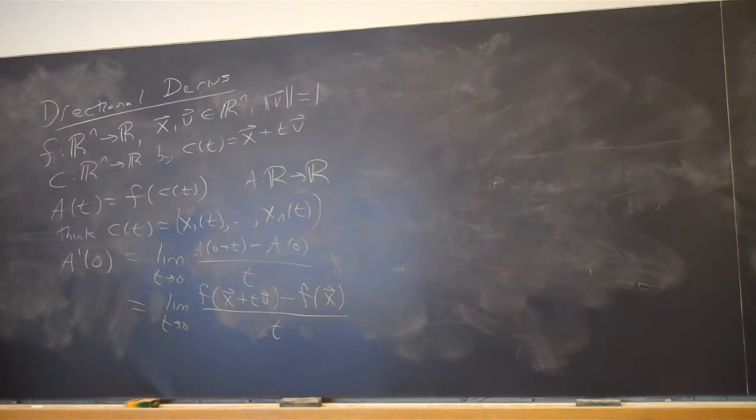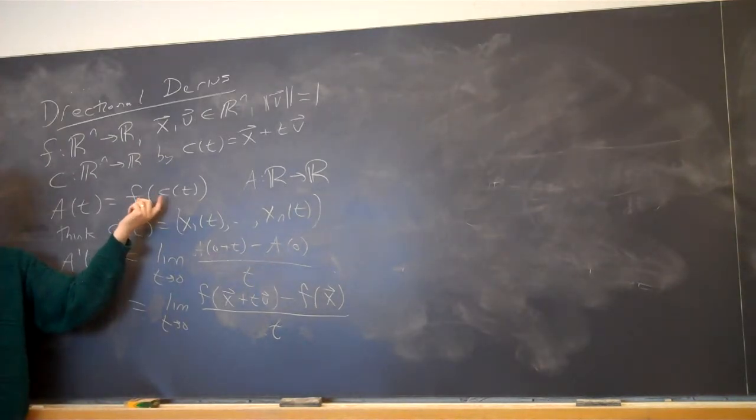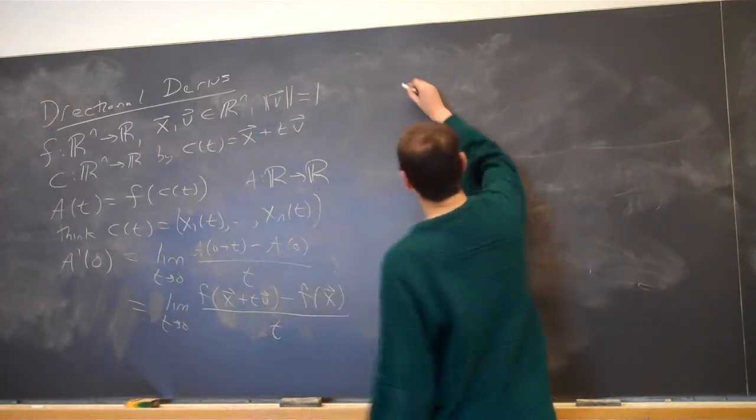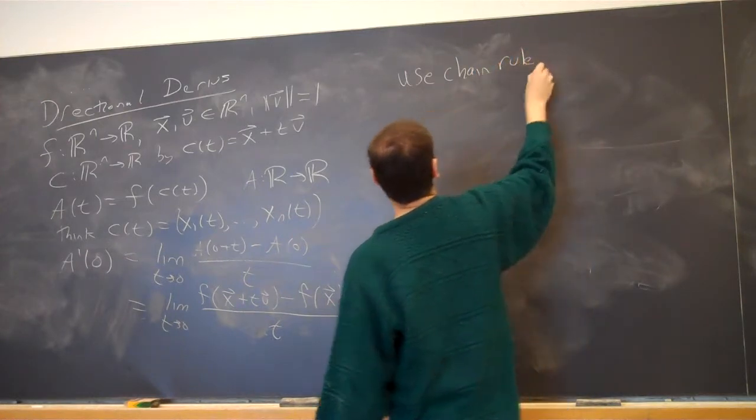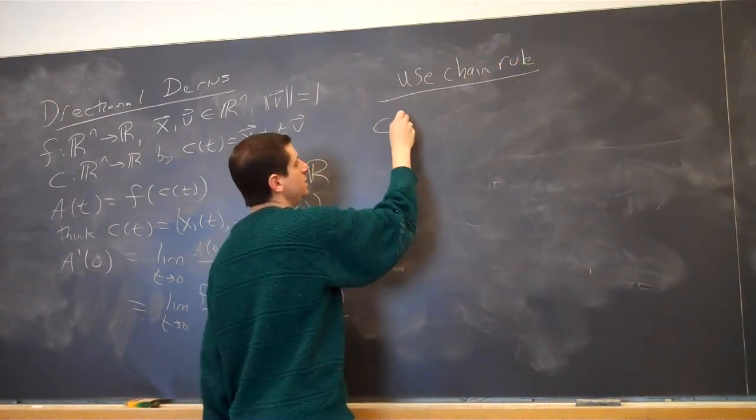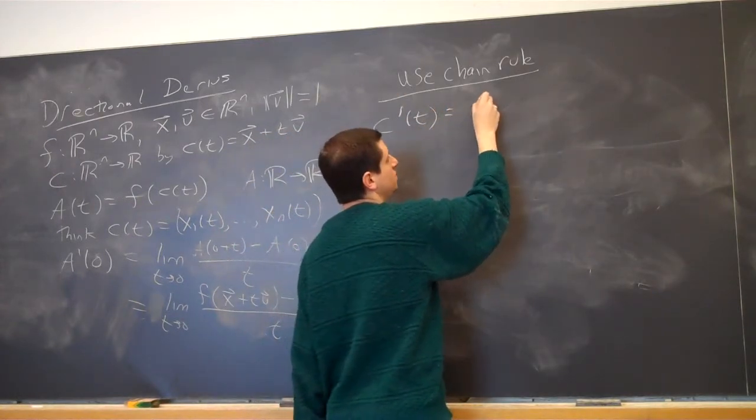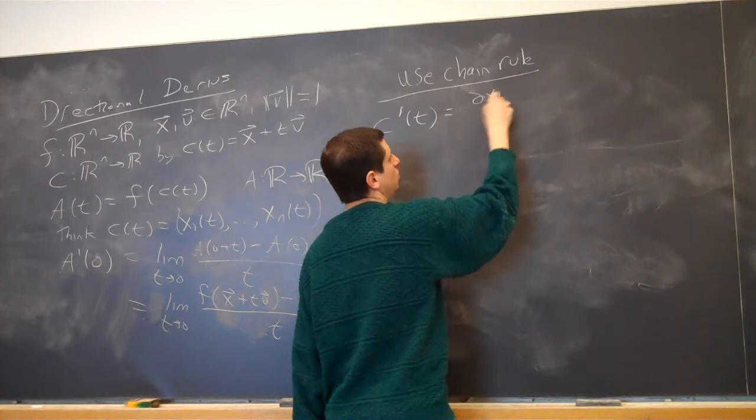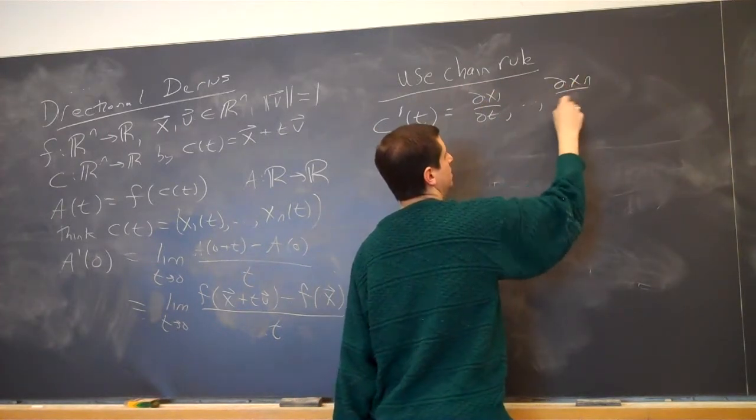Now that we have this, we can remember, of course, that this is not a Calc 1 class. You've already done Calc 1. This is Calc 3. Is there another way to calculate the derivative of f of c of t? The chain rule. So now what we want to do is we want to use the chain rule. So now, c prime of t is going to be dx1/dt, dot dot dot, dxn/dt.